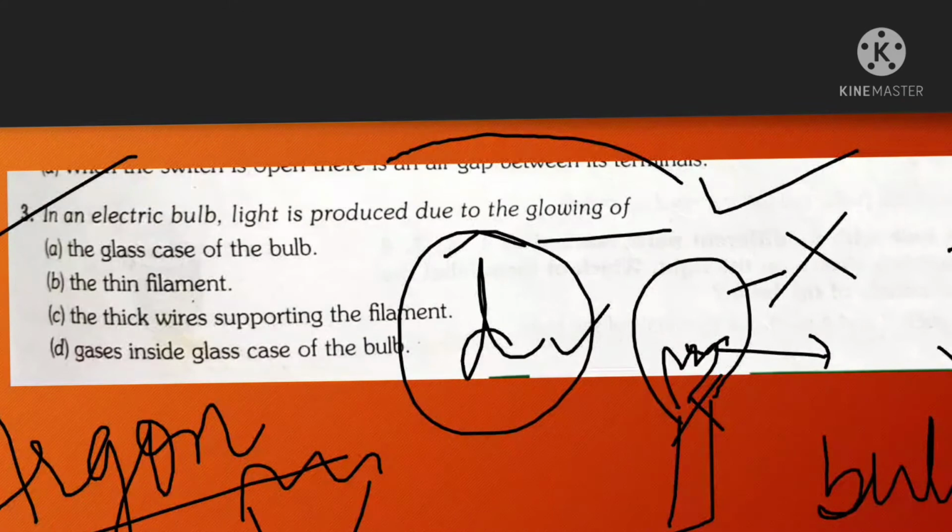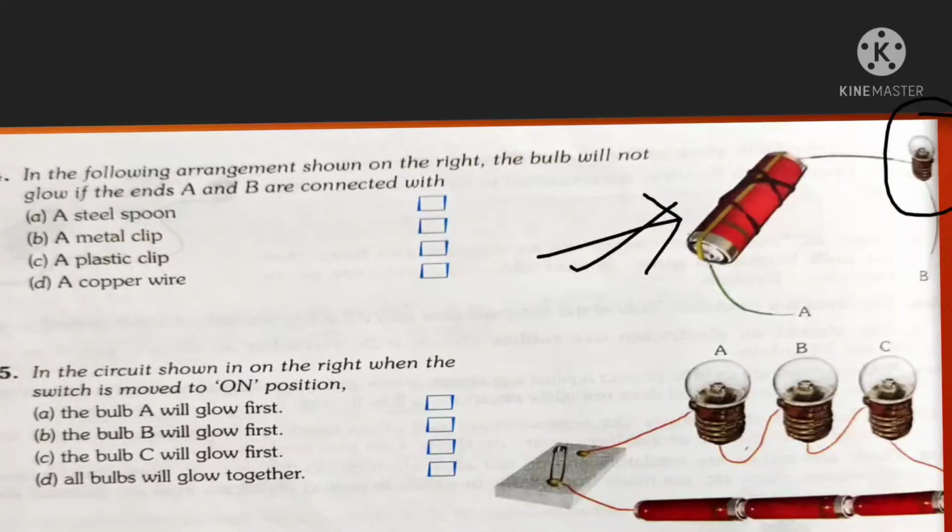Fine. So argon gas is filled in your bulb. In the following arrangement, this shows that the bulb will not glow. Now the bulb is not glowing. So there is a gap between A and B. Now what do you put in between A and B if the ends A and B are connected?